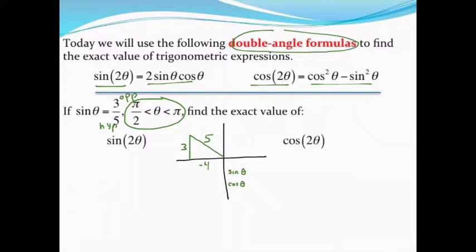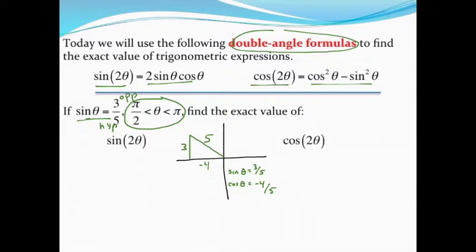As we've always done, we can just base this on our triangle and SOHCAHTOA. So the sine of theta is going to be the opposite over the hypotenuse, 3/5. We already knew that. They told us that at the very beginning. The sine of theta was 3/5. The cosine of theta is going to be your adjacent side over your hypotenuse, so negative 4/5.